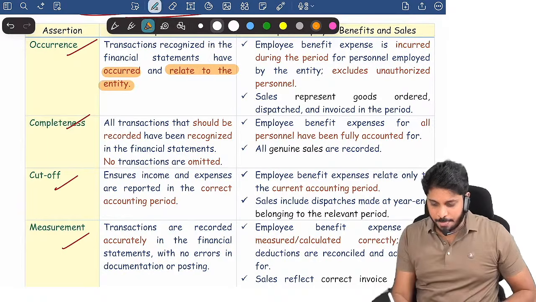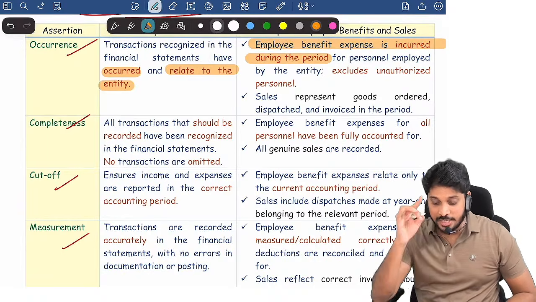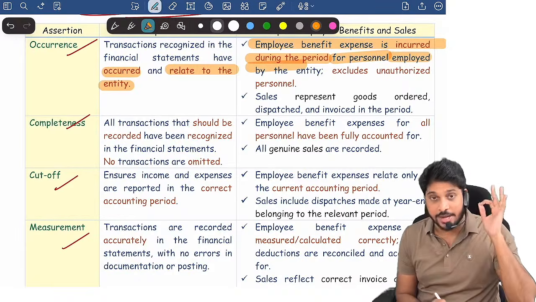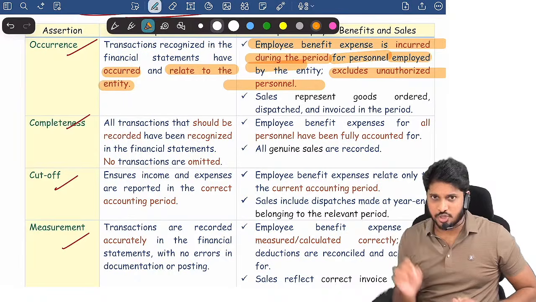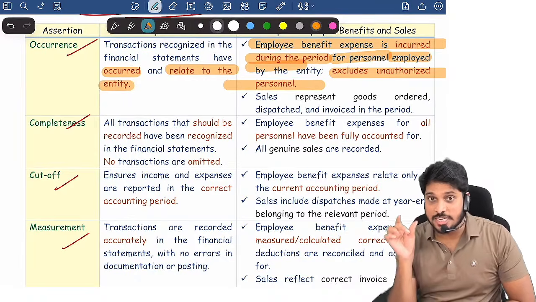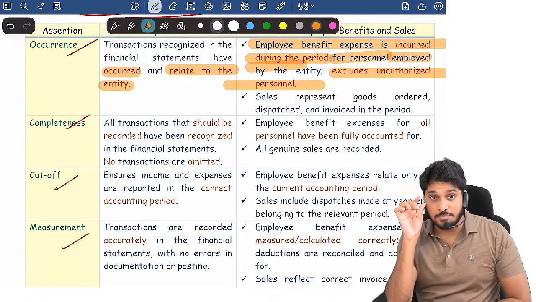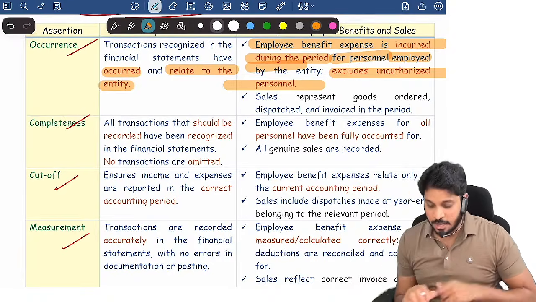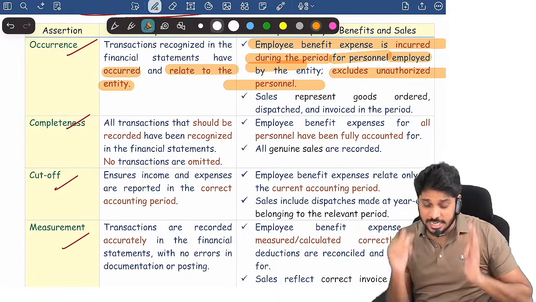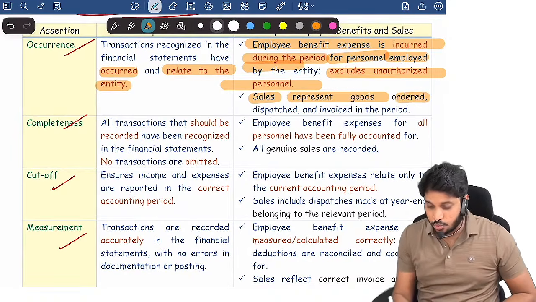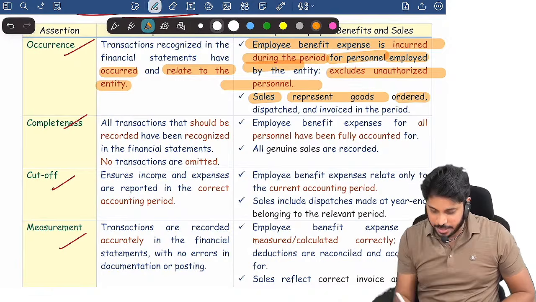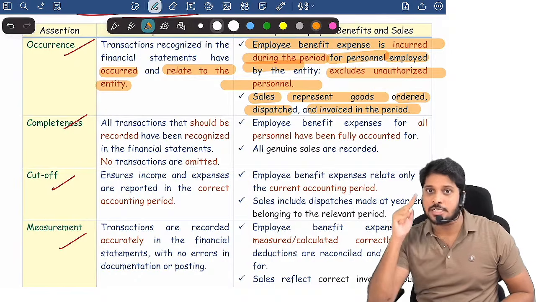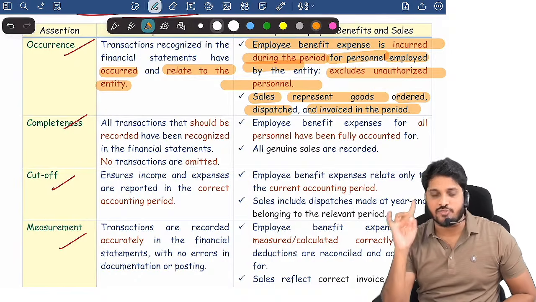For example, see that employee benefit expenses incurred during the period are only for the staff personnel employed and exclude unauthorized personnel. Occurrence focuses on real expenditure. The objective is no overstatement. For example, sales. How to test sales occurrence? See that sales represent goods actually ordered or delivered by the company, and dispatched and invoiced during the period. It is not a fictitious one, it's a real one. So this is what the occurrence assertion focuses on.